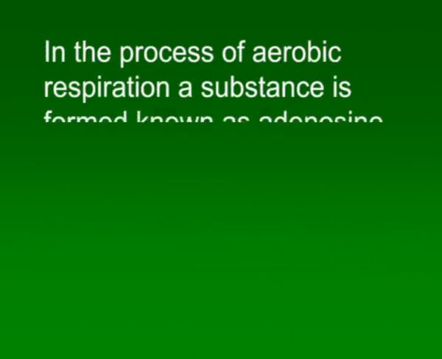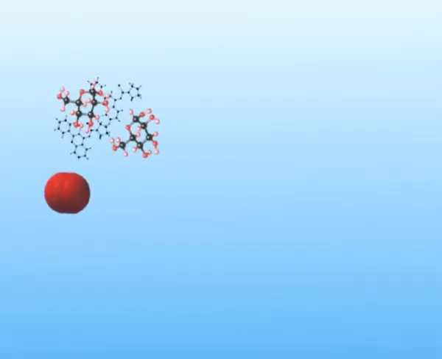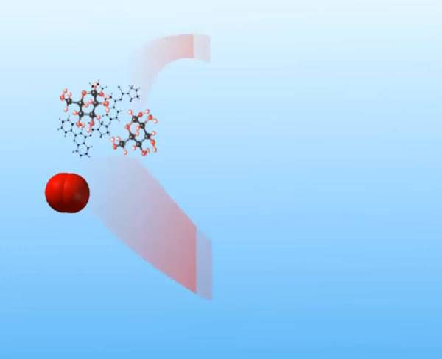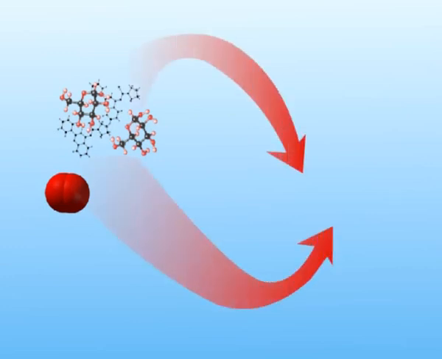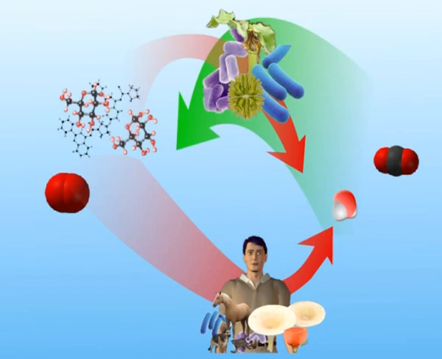In the process of aerobic respiration, a substance is formed known as adenosine triphosphate, that is ATP. This is responsible for storing and carrying most of the energy to other body cells, thus making life possible. Aerobic respiration, shown here by red arrow, is the main means by which both plants and animals utilize energy in the form of organic compounds that was previously created through photosynthesis, shown here by green arrow.